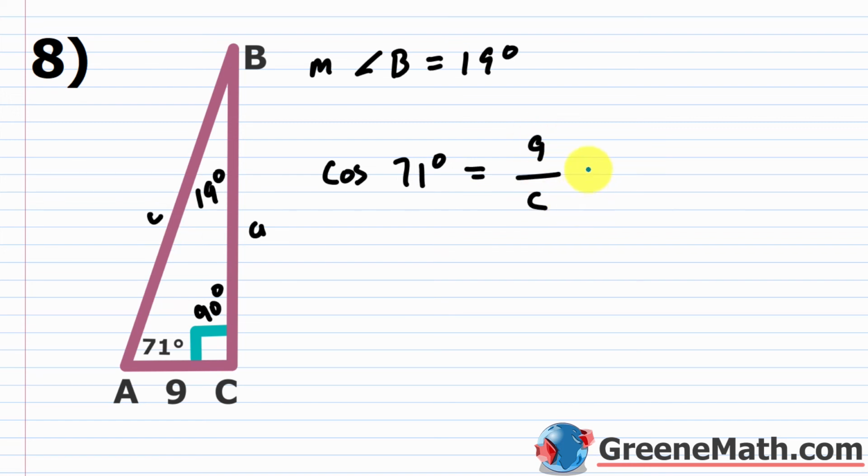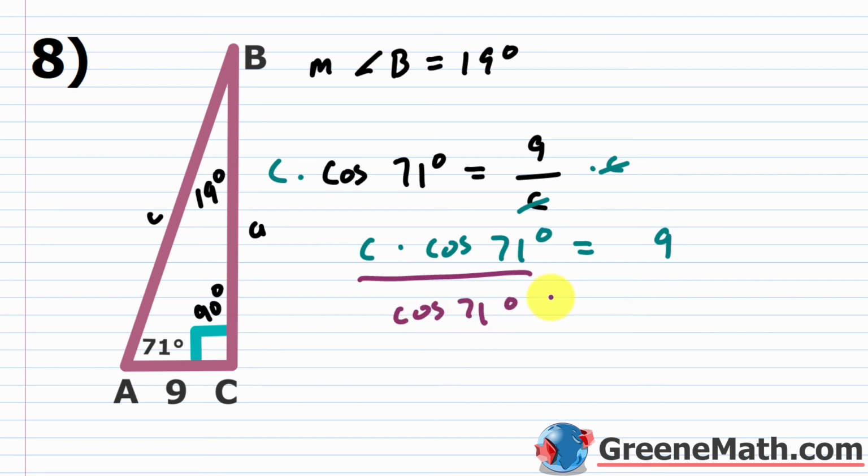And again, you could just multiply both sides by c. That would clear this denominator. So you have c times the cosine of 71 degrees is equal to 9. Then from there, you could divide both sides of the equation by the cosine of 71 degrees. So let's do that over here.